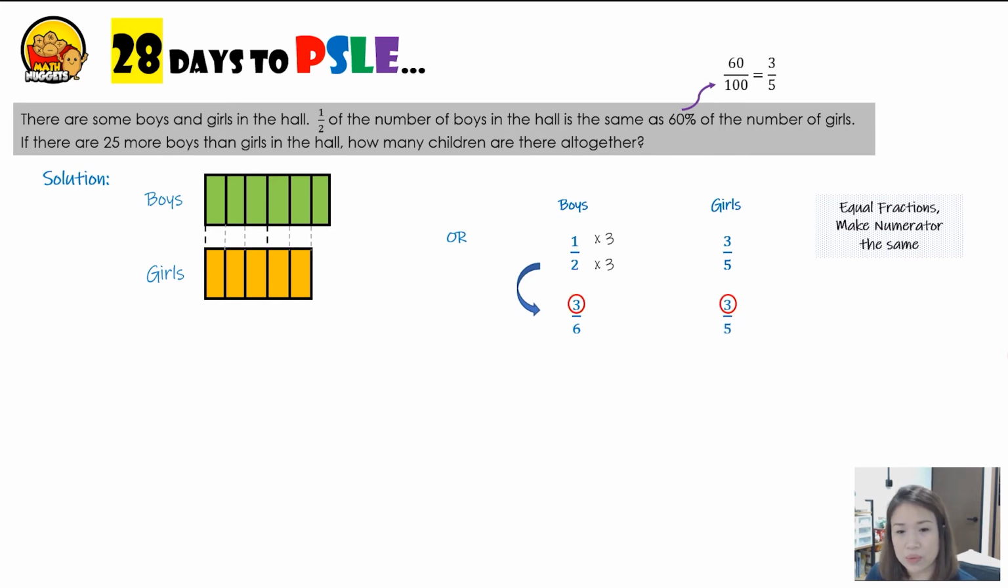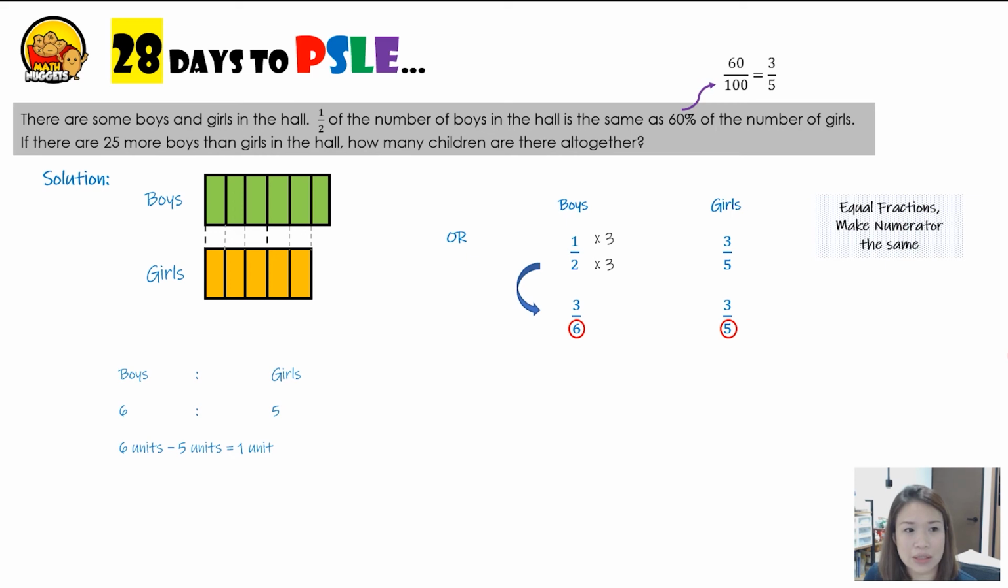Now, the numerators for both fractions are the same. We will look at the denominator now. Okay, so boys will be 6 units and girls 5 units. Okay, so if you link it back to the model that I drew out earlier on, it's actually the same. So there are 2 ways to do this, either the model way or simply change the numerator to the same and you use the denominator as your units. Okay, so the ratio for boys to girls will be 6:5.